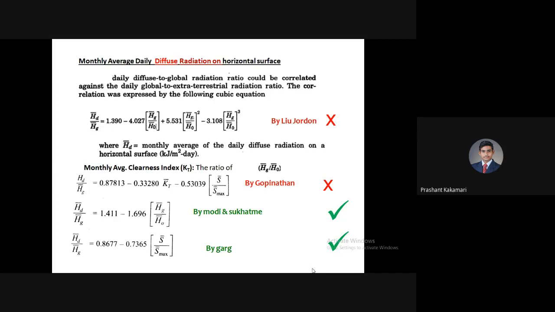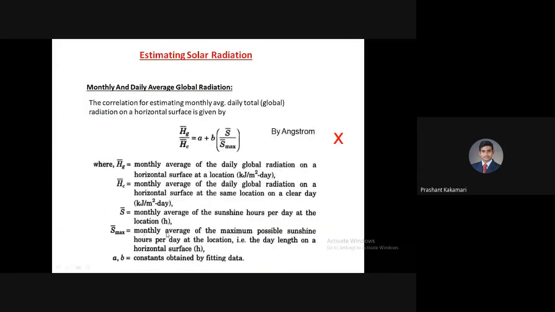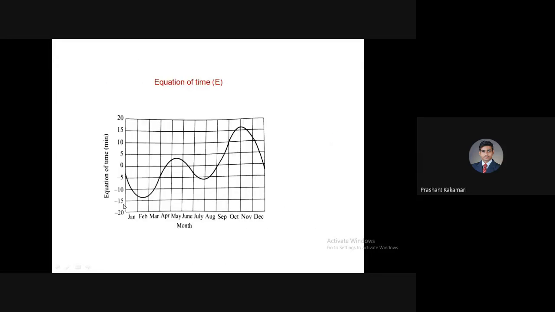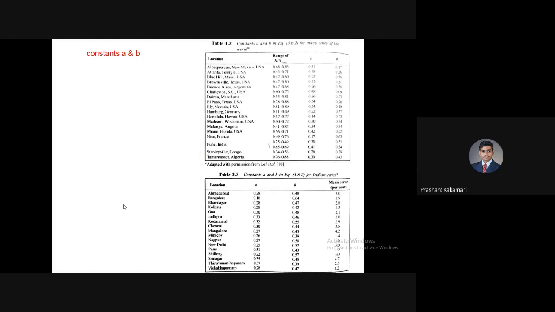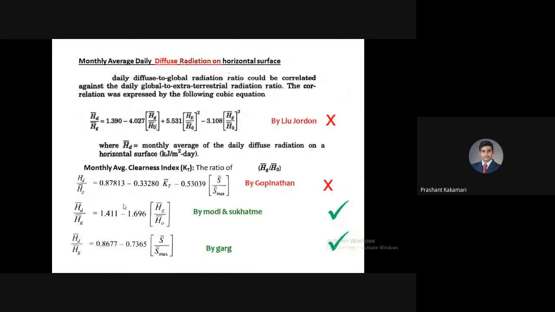Earlier I told you there are many equations you can use for calculating the global radiation or the different instantaneous or hourly radiations, in the form of diffuse or global or other forms. Similarly, for monthly average daily diffuse radiations, there are many equations given by different researchers. One of them is Liu Jordan, who has worked a lot on solar energy to give different empirical relations. Those empirical relations predict the results within around 15% of errors, and these errors can be overcome with the equations given by the latest researchers.